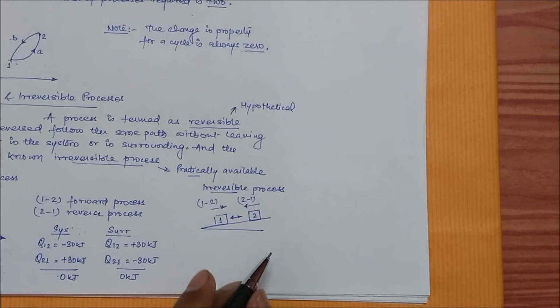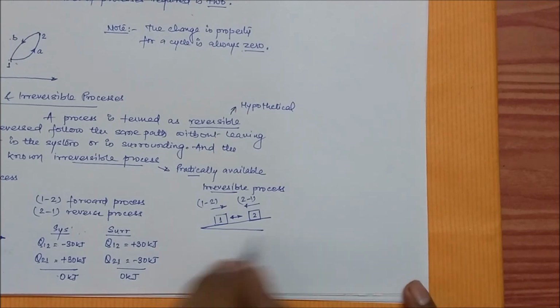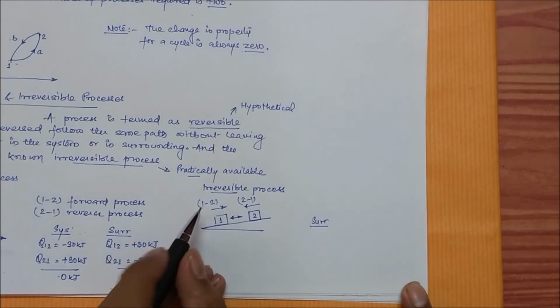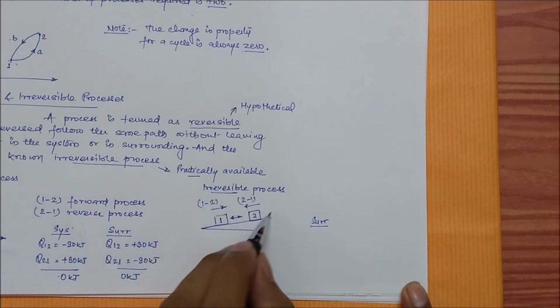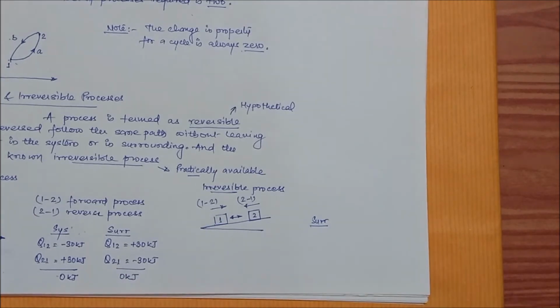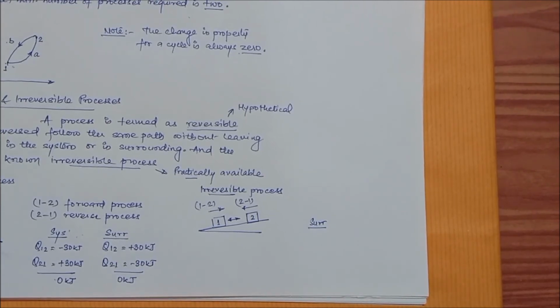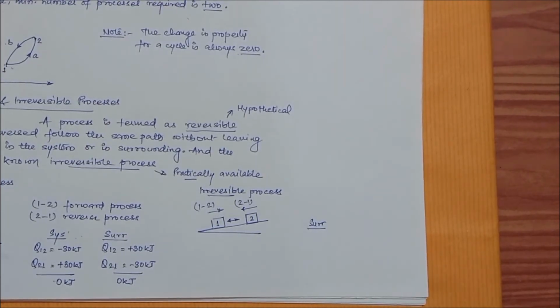Now just look at the surrounding. What changes happen in the surrounding when the process which moved from 1 to 2 in the forward direction is reversed from 2 to 1? If there is any effect left in the surrounding, then we will say that it is an irreversible process.